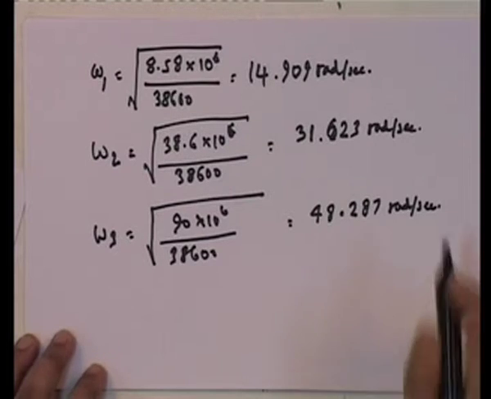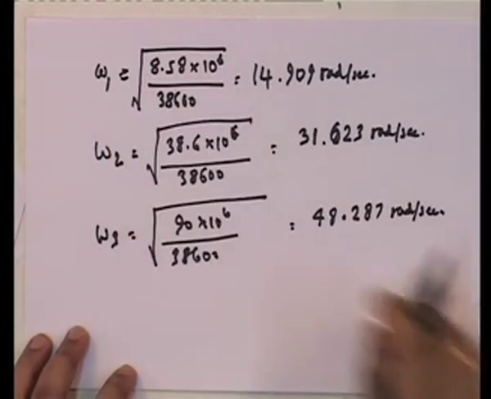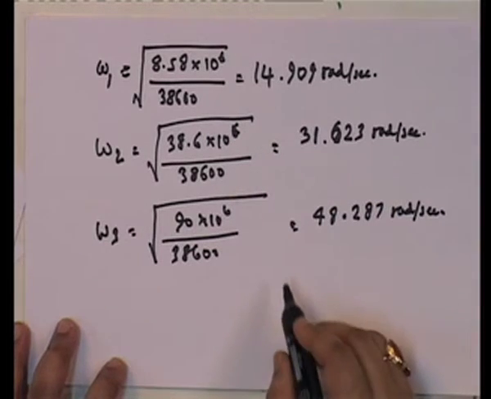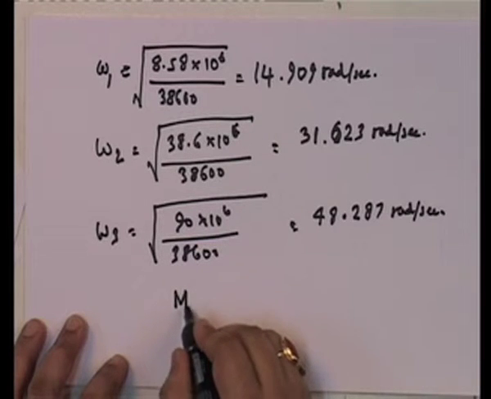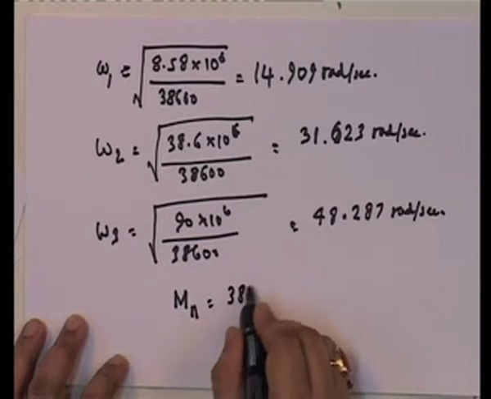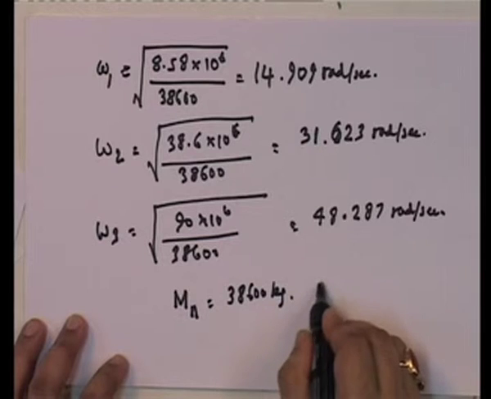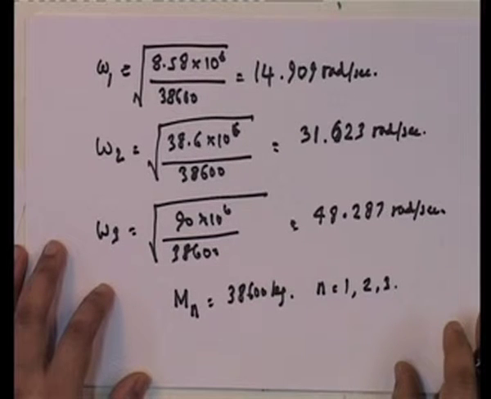So, essentially, these are the frequencies, and we have already got all the M's: Mn is equal to 38,600 kgs for n equal to 1, 2 and 3. The only thing that we have left is the computation of the loads, P1, P2, P3.